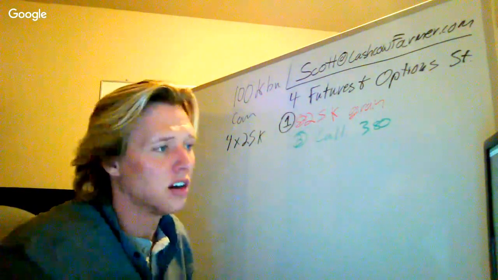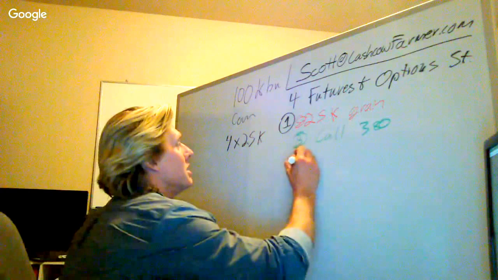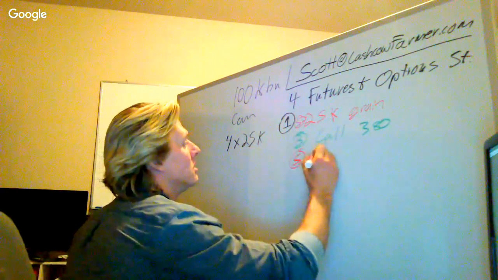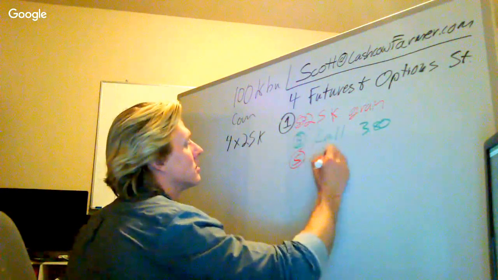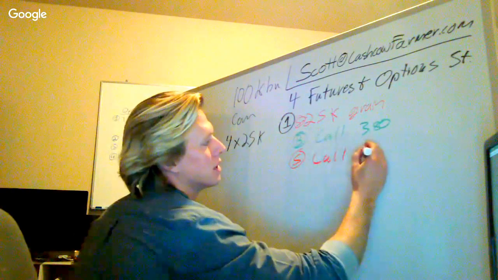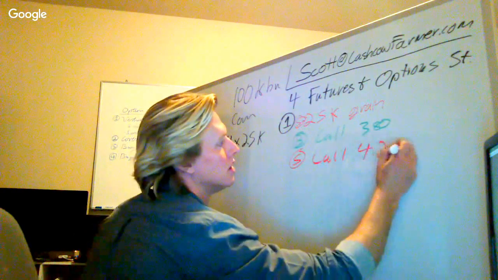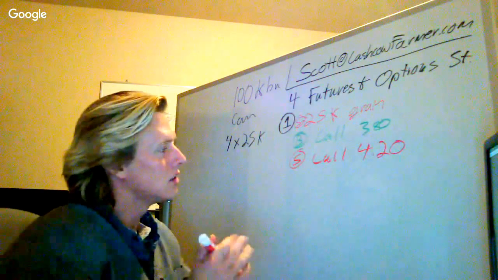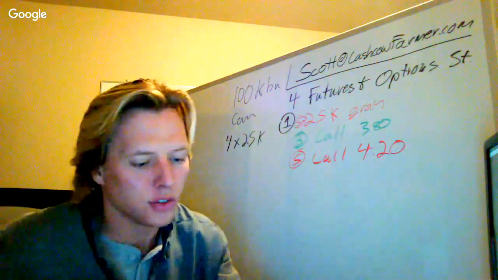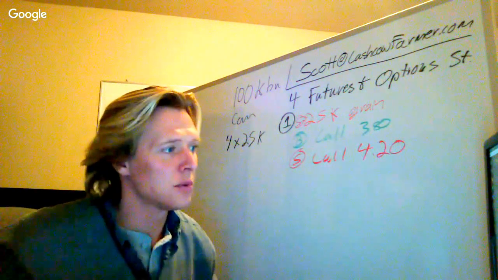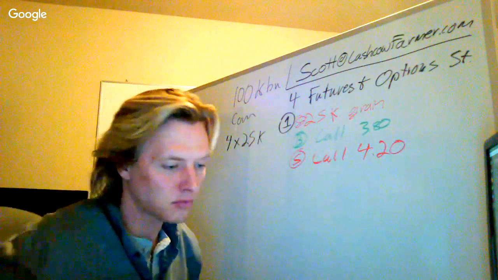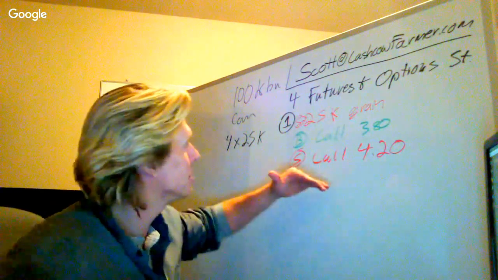So selling an out of the money call option is going to be red here. And we're going to sell a 420 call. Okay, so the premium on that 420 call is going to be a lot less, which is going to help pay for that option that we bought there. So that's the first strategy.